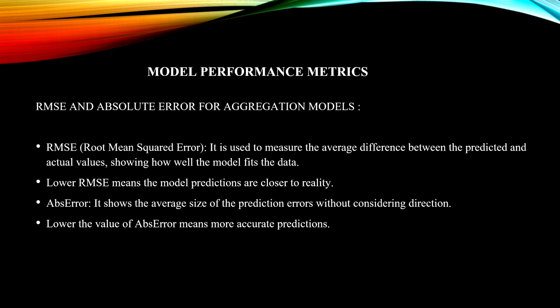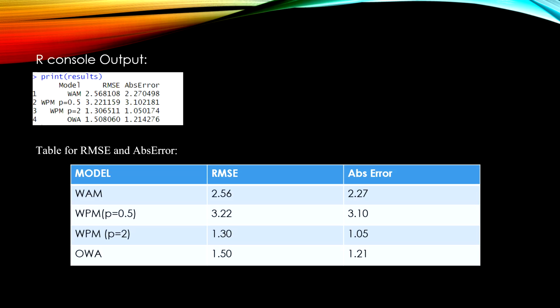The absolute error shows the average size of the prediction errors without considering the directions. Lower the value of absolute error means more accurate are the predictions. This is the slide for the table for RMSE and the absolute error values.